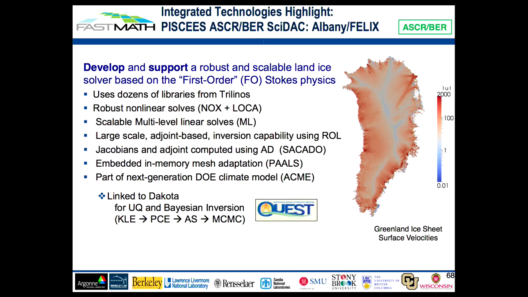So now we focus a bit on the Felix and the Landice code. Albany heavily relies on the Trilinos toolkit, and Felix as well uses dozens of packages in Trilinos. In particular, we use NOX and LOCA for the nonlinear solver. NOX is mostly for solving nonlinear equations with Newton methods, and LOCA is for parameter continuation. And then we have a whole suite of linear solvers and preconditioners, in particular multi-level. And then we can do large-scale gradient-based optimization.